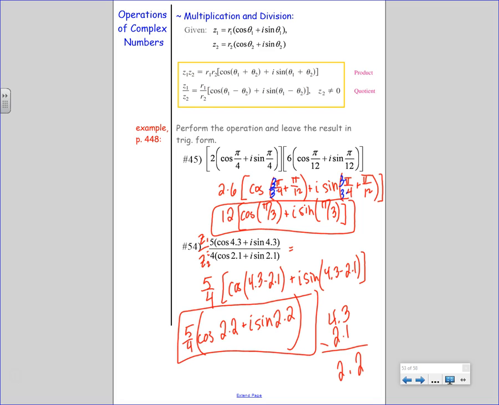We have those formulas, and you don't have to memorize them. Do you know how to use them? Yes. Does it make sense? Plug in the r's, plug in the thetas, and if you can add, do it. And if you can subtract, do it, and then you're done.